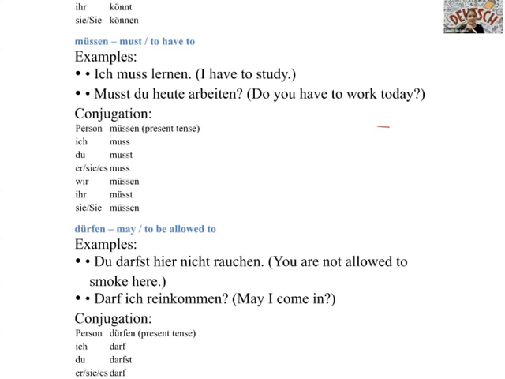Ich muss lernen. Then, if we ask someone, do you have to work today? Musst du heute arbeiten? Musst du heute arbeiten? Like we did for können, same way we do the conjugation for müssen. Ich muss, du musst, er sie es muss, wir müssen, ihr müsst, sie müssen. So conjugations you will have to learn, but it's very simple.